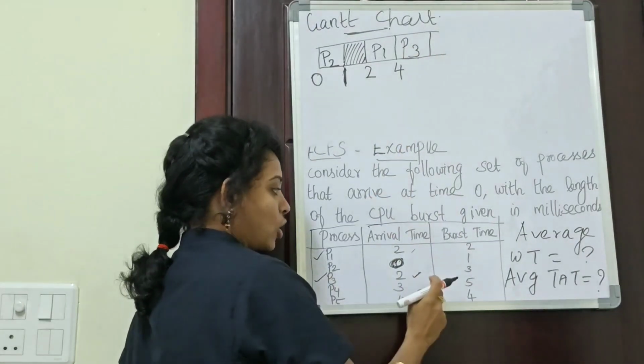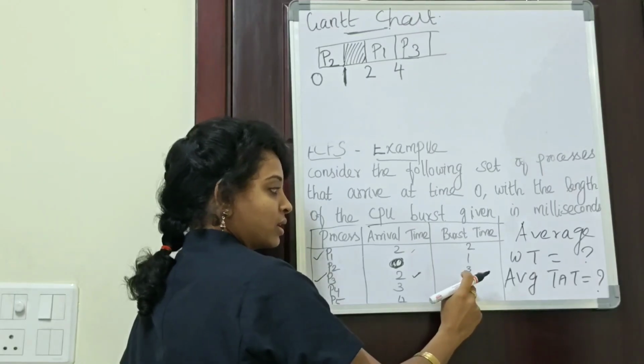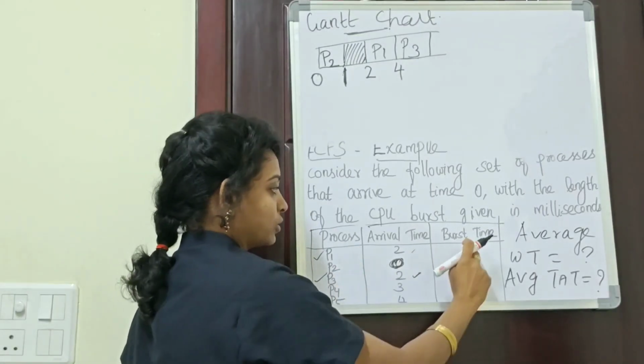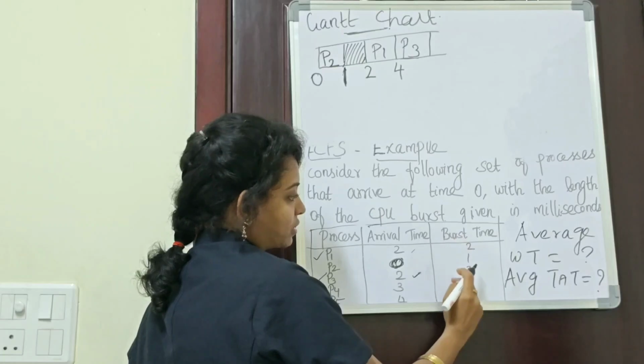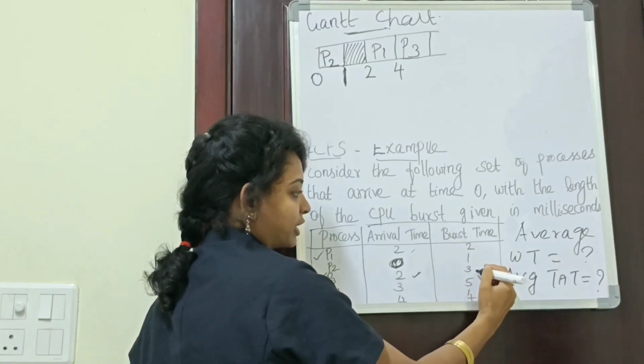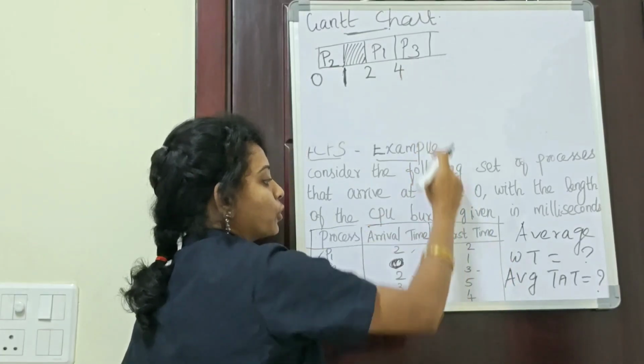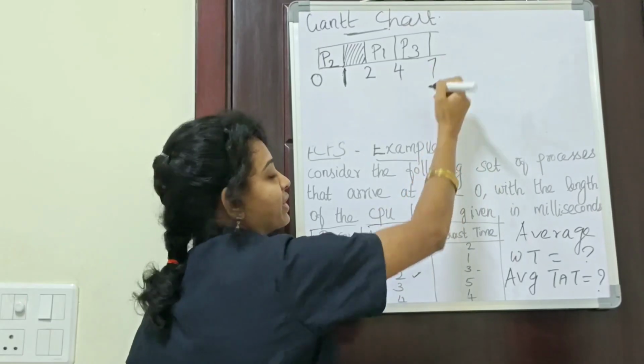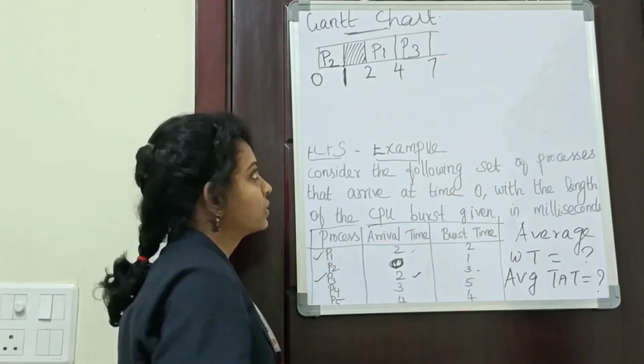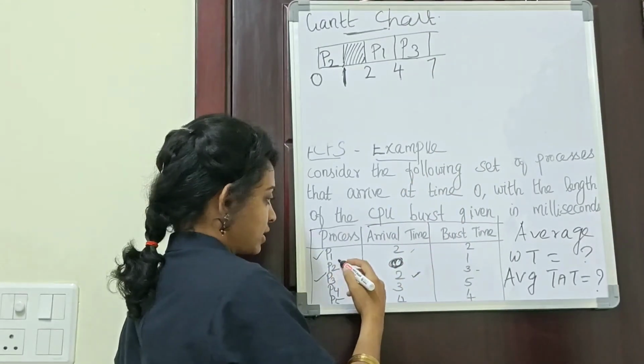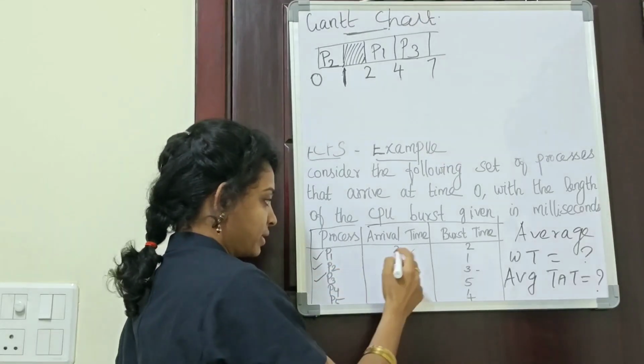P3 process, how much time does it take for execution? 3. So P3 process takes 3 times for execution. Okay. So 4 plus 3, you have to write here 7. Then next, this has been completed.